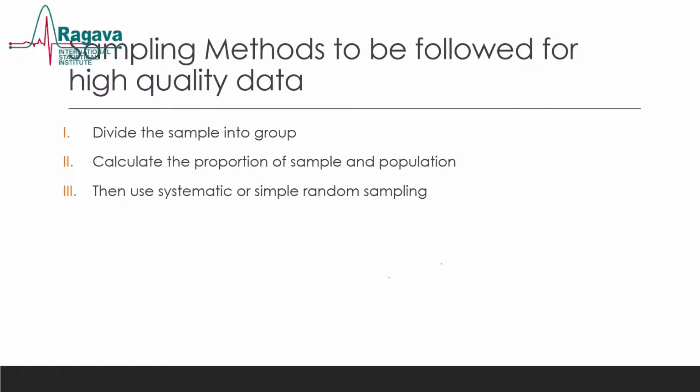So basically, the sampling methods to be followed for high quality data are as follows. The first step is dividing the sample into groups. The second step is to calculate the proportion of the sample to the population, that is, you will have to define your sample size. The third is to use systematic or simple random sampling instead of convenience sampling.